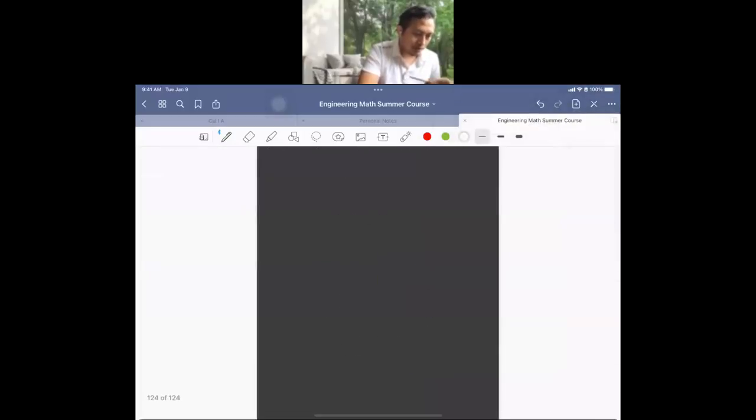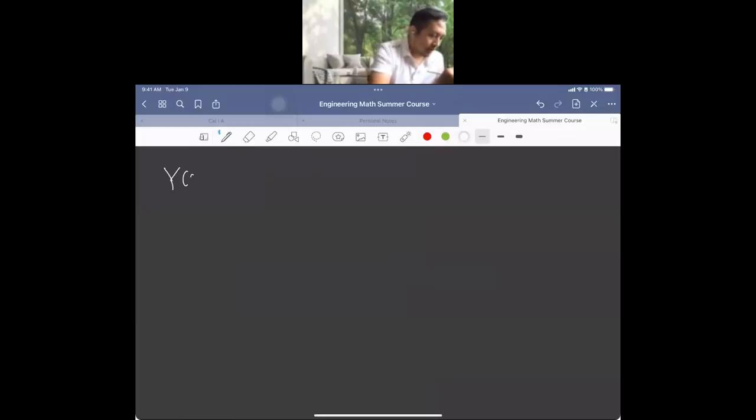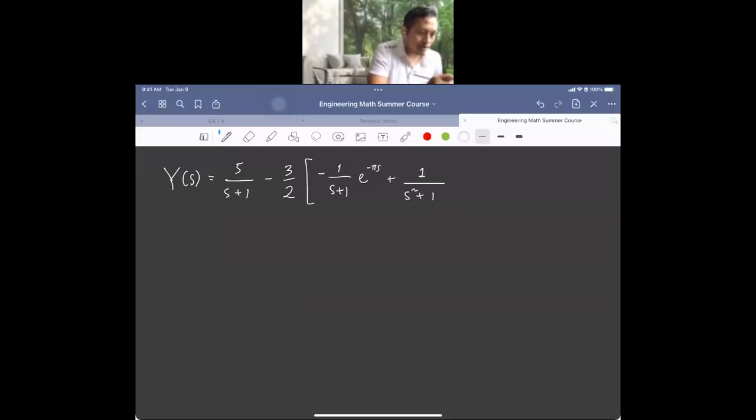Okay, let me continue in the next page. So let me write the conclusions. This is 5 over s plus 1 minus, because all is 3 over 2, I will factor out 3 over 2. The first one is negative, right? Negative 1 over s plus 1, and don't forget we still have e to the negative pi s in all components. Plus s over s squared plus 1, plus 1 over s squared plus 1.